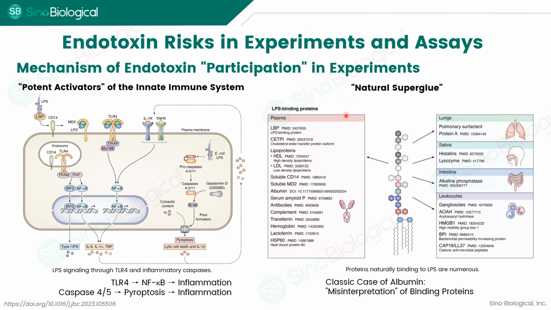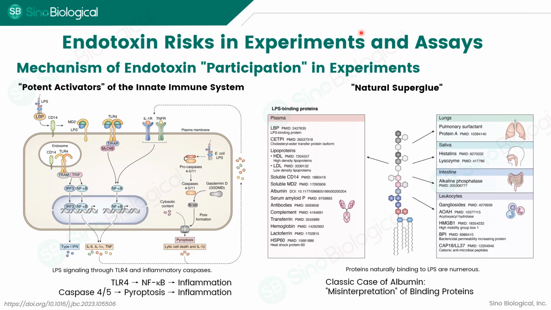Endotoxin actually doesn't exist freely. It has a strong tendency to bind to a wide range of biomolecules, including proteins such as albumin. So it's also called a natural superglue. There is a classic case from early study that tried to identify the LPS receptor.